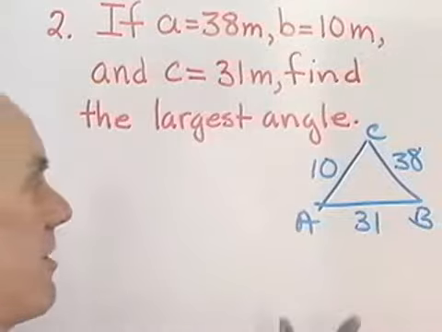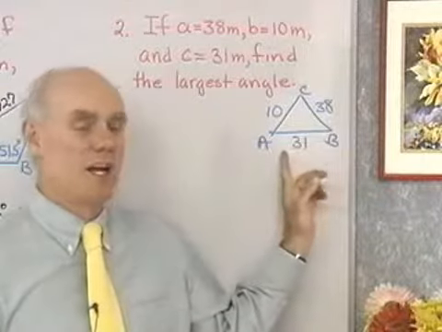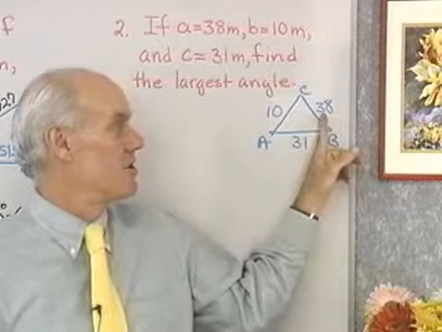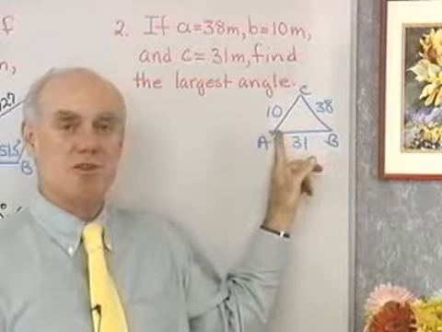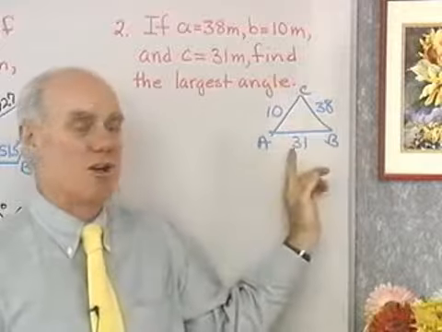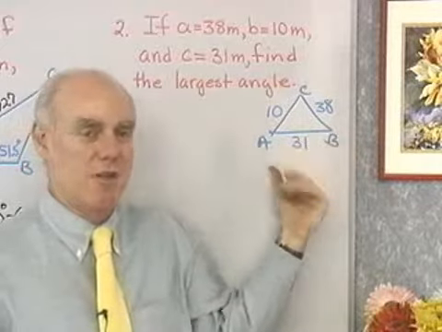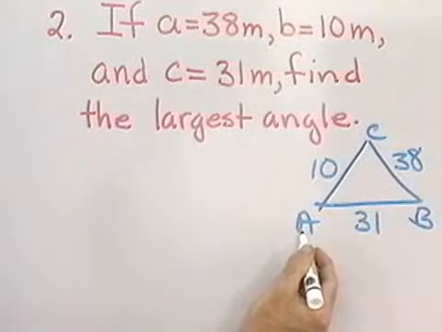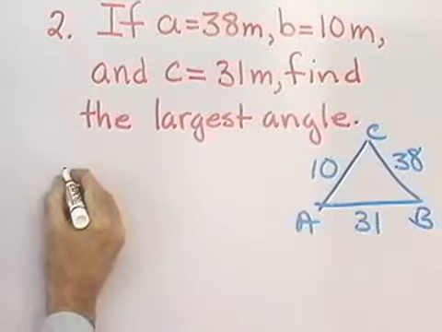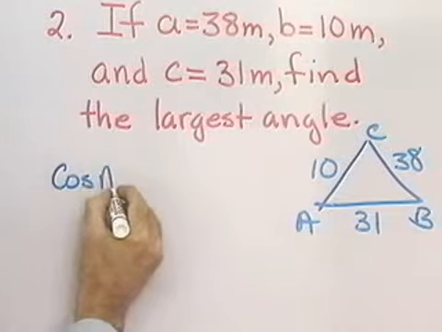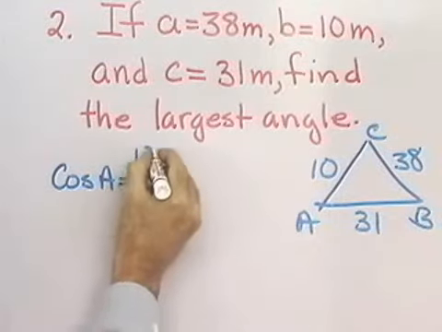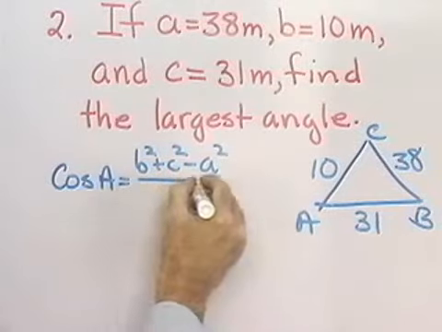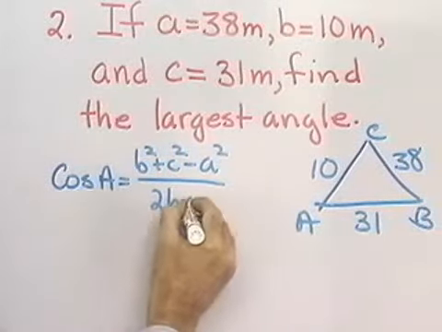Now, when I look at my diagram, I know that the largest angle is opposite the longest side. I see my longest side is 38, so my largest angle is going to be angle A. And remember, this is not drawn to scale. I've just drawn this triangle so I have something to label. So I'm going to solve for angle A first using the law of cosines, and the law of cosines tells me this: cosine of angle A will be B squared plus C squared minus A squared, all divided by 2BC.